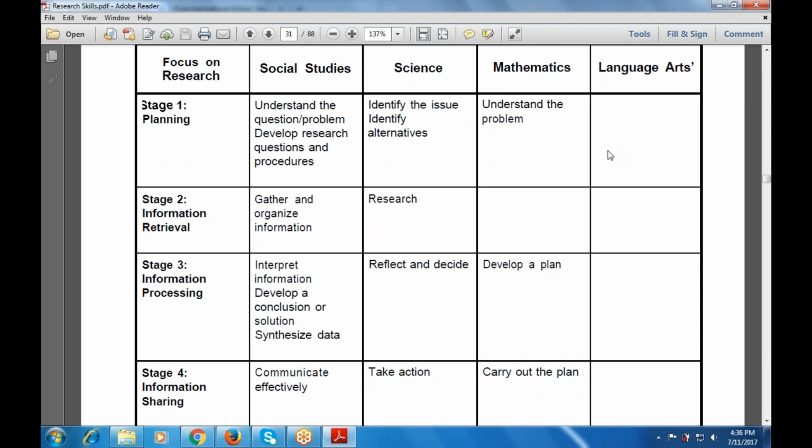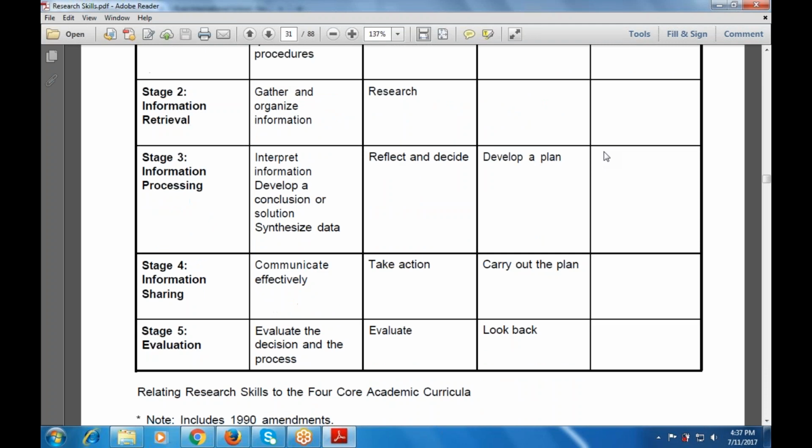Then stage number 4 is information sharing. That is how we can communicate effectively. Communication is very important in the social studies, science, mathematics. The next is take action. How we can take the action, then carry out the plan. How the information will be gathered, how it is shared, how we can carry out the plan.